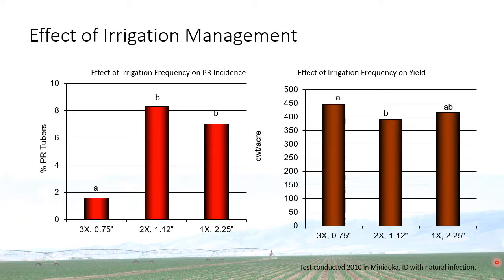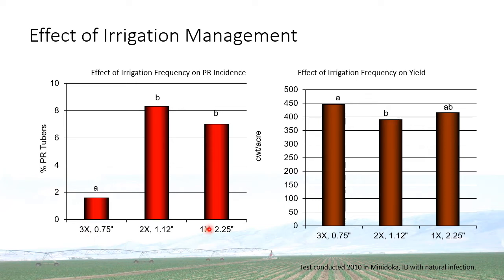Irrigation management is also important. We did a series of trials under natural infection using Narcota, where in a given week we would put on the same amount of water on 3 different treatments. The difference is some treatments received it all at one time, whereas others received half the amount twice, and others would receive a third of the amount 3 times. But in a given week, they all had the same amount of water. And this did vary a little bit through the season, depending on the ET.